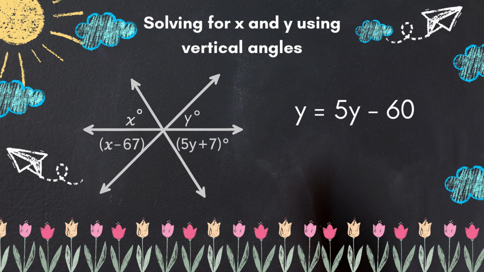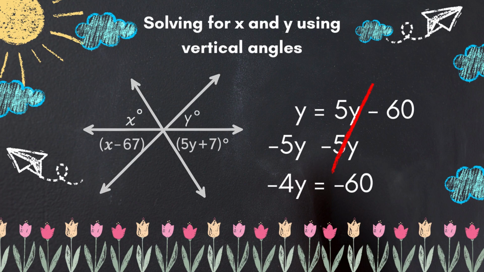Now we need to move the 5y to the left. To do that, we will subtract 5y from both sides. Remember, whatever you do to one side of the equal sign, you have to do to the other side of the equal sign. So when we subtract 5y on the right, positive 5y minus 5y cancels out. And on the left, we are left with y minus 5y equals negative 4y. At the end of this, we have negative 4y equals negative 60.